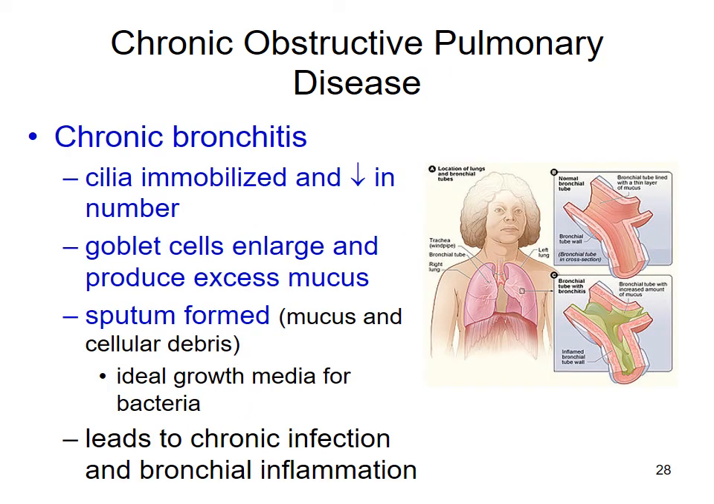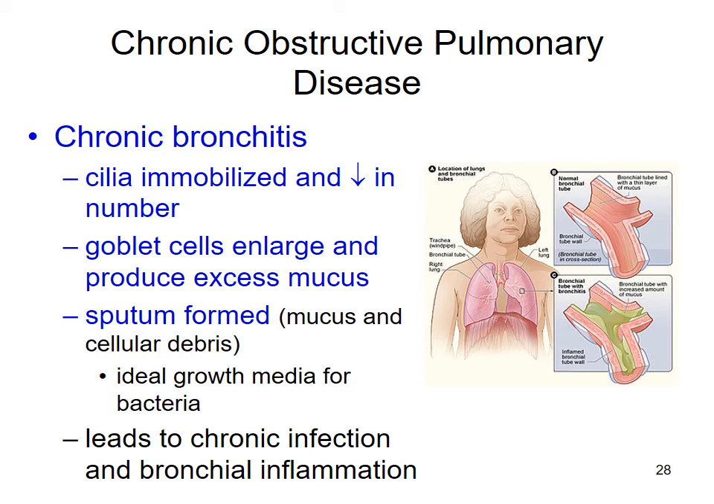Another COPD is bronchitis. So "itis" means inflammation. So bronchitis is when you have inflammation within the bronchioles. And in chronic bronchitis, what we see happening is that the inflammation is causing the cilia, the small little hairs that wave on top of the pseudostratified epithelium, to stop moving, to become immobilized, and they start dying off. And as they die off, our body will start enlarging our goblet cells and producing more and more mucus.